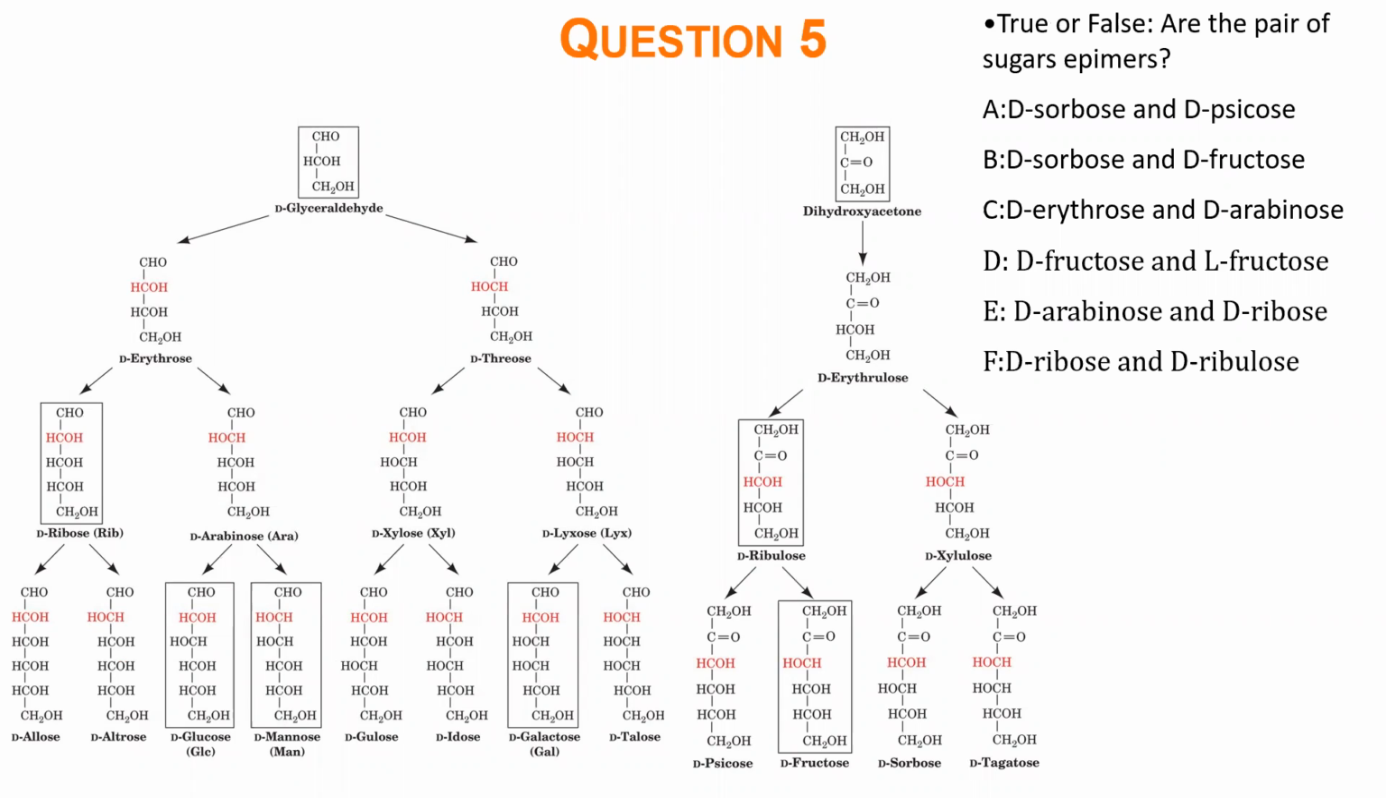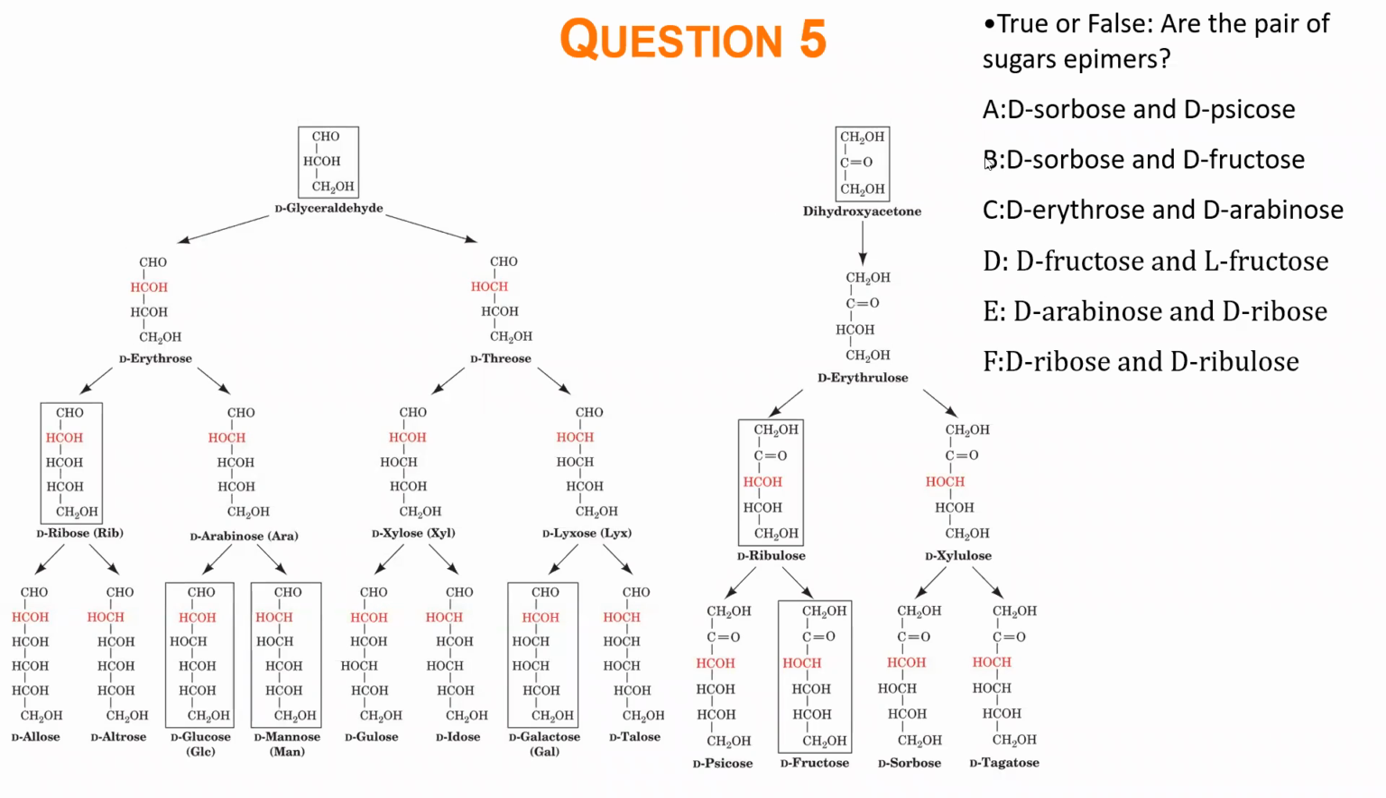Question 5 deals with epimers. This is true or false. So I have a poll for this. Remember, an epimer is only different at 1 chiral carbon. So see if you can figure out these true and falses. I'm going to put up the poll. Feel free to minimize the poll if it's getting in your way and then come back to answer it. But just let me know.